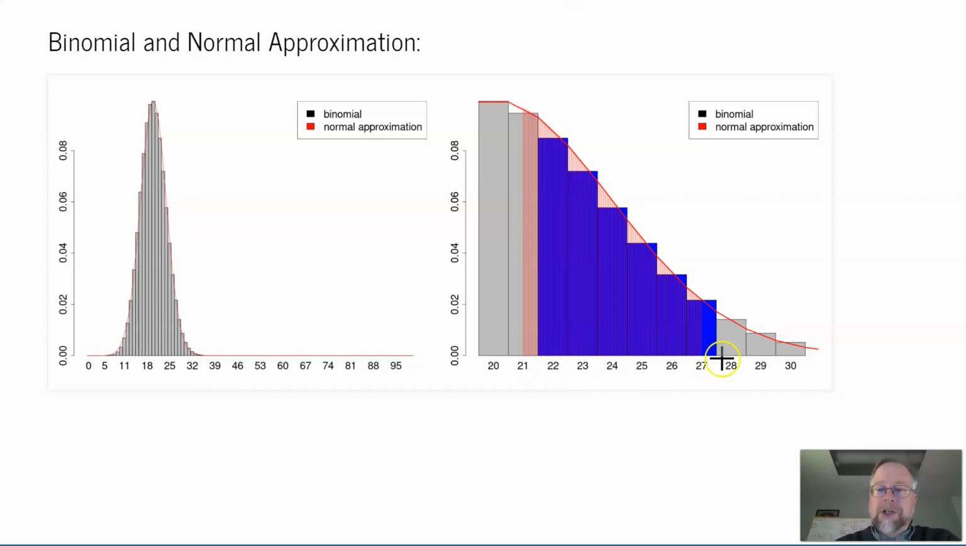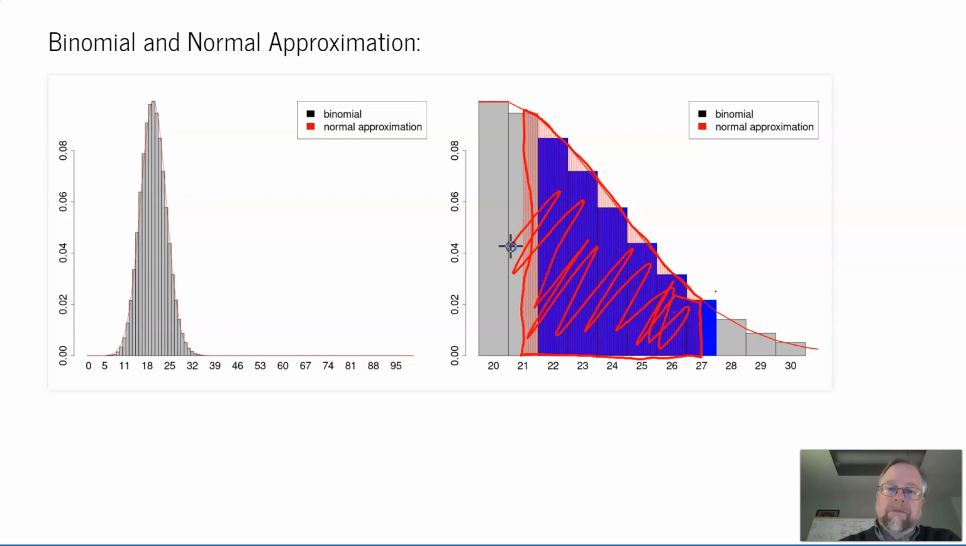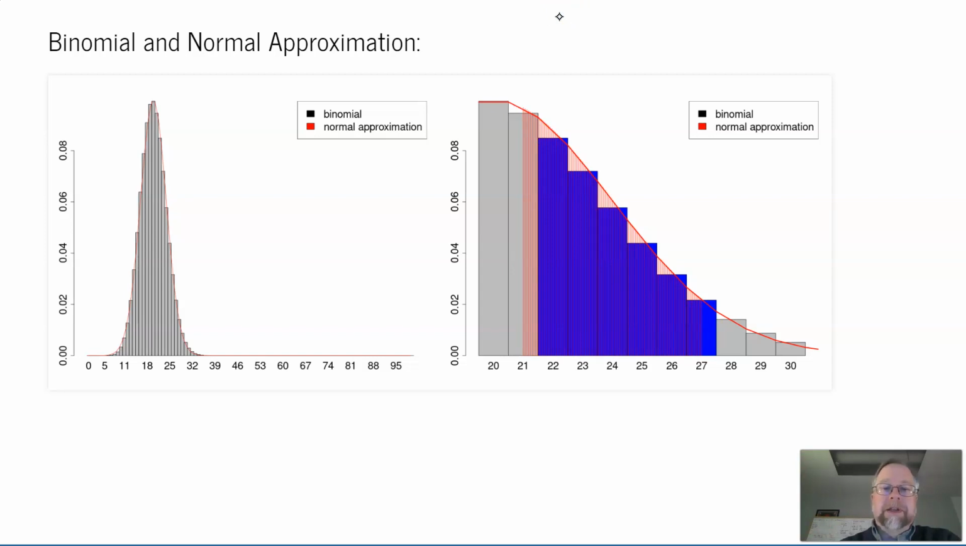The normal approximation, here's the 27. We've centered our bar, so the middle of the bar is on 27. We could have made a different choice, but that's the one that we did. So the area in red from 21 to 27, which you can see on the original, is the area that we actually get. And so you can see that's not quite the same. But it's an approximation. It shouldn't be.